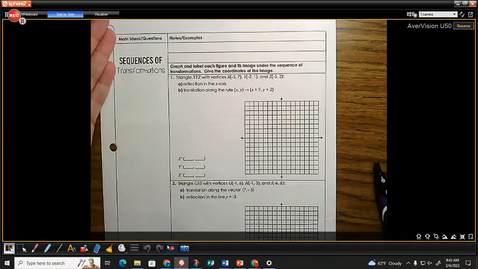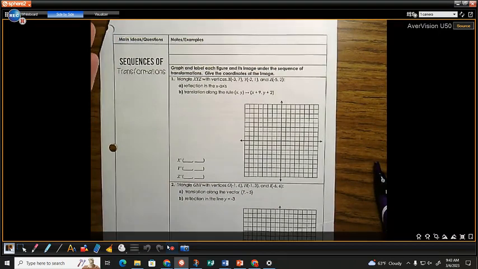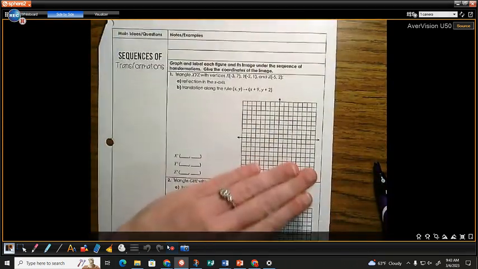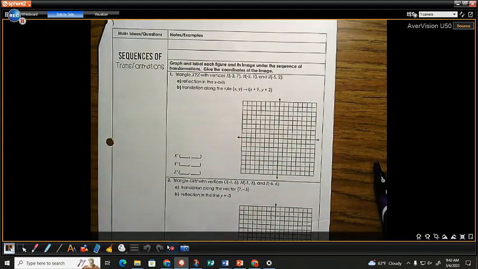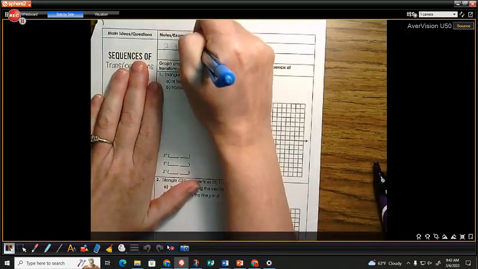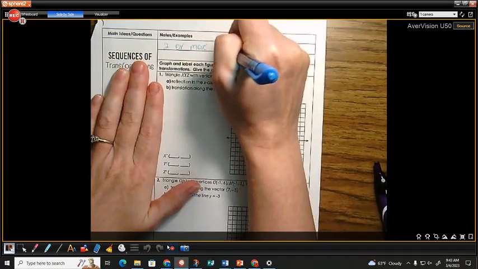And so we are going to do sequences of transformations. How many in a row do you want to do? 2, 5. We could do like 10 in a row and slide it and flip it and rotate it. Can you handle 2? At least. Okay. So a sequence is just 2 or more transformations done in order.